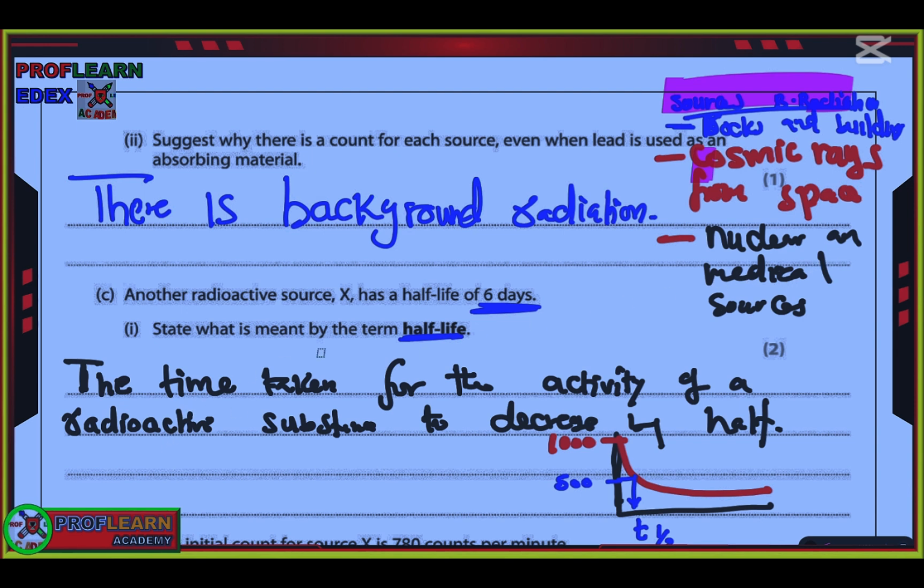You need also to understand the definition of half-life, and we shall say this is the time taken. So whenever you start defining half-life, you must start by saying time taken for the activity of a radioactive substance to decrease by a half.